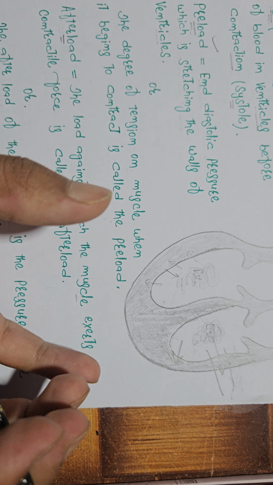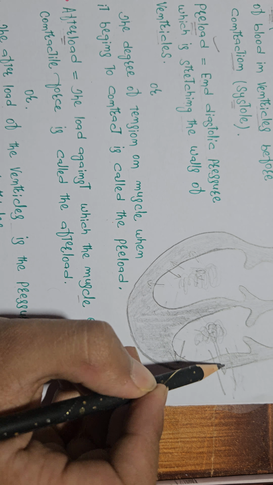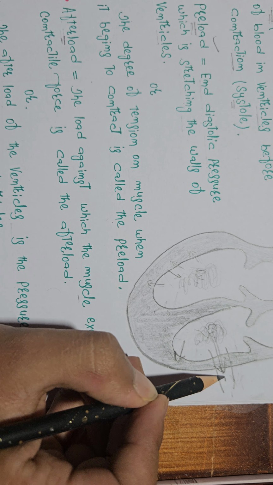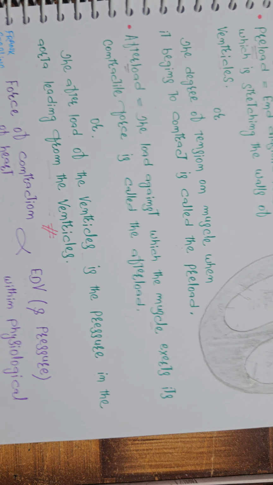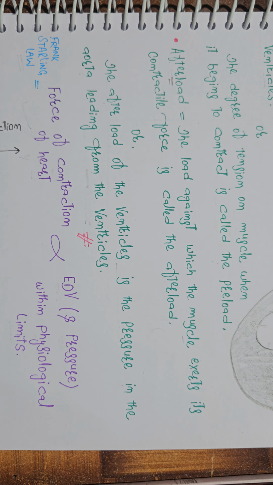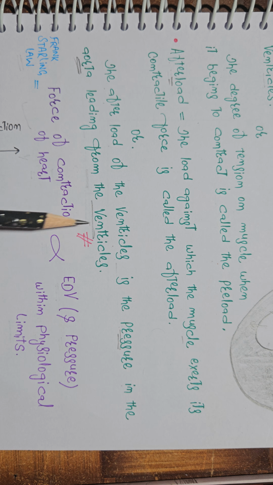Clearly, when the ventricles contract, they exert a pressure on the blood. This blood is thrown out into the aorta. Now in this aorta, this blood is exerting pressure on the walls of the aorta. That pressure is called afterload. The afterload of the ventricles is the pressure in the aorta leading from the ventricles.